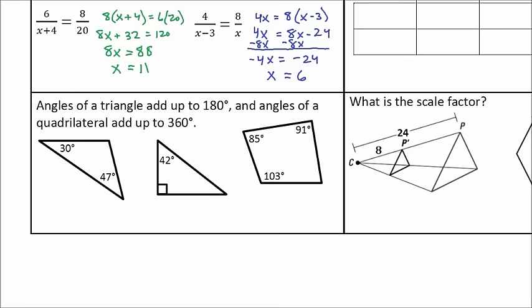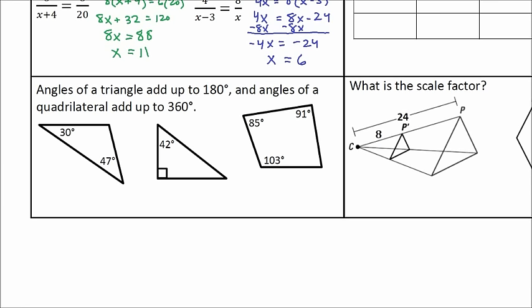Last thing we're going to do, just a reminder to you on these. Angles of a triangle add up to 180. Angles of a quadrilateral add up to 360. So if I was going to ask you in a problem to solve a missing side, or a missing angle, and you knew it was a triangle, for this one you could just say, okay, let's find this missing angle right here. That's going to be 180 minus 30 minus 47 equals 103. So that means this angle is 103 degrees.